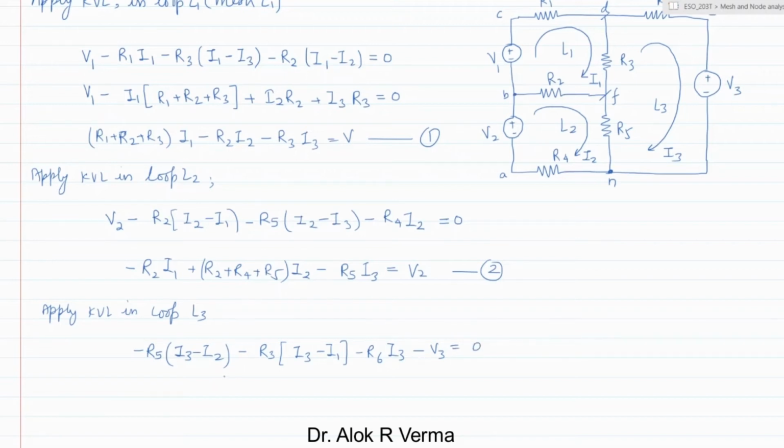So if we solve this, what we'll get? We'll get minus R3 I1 minus R5 I2 plus (R3 plus R5 plus R6) times I3, equal to V3. This is equation number 3.